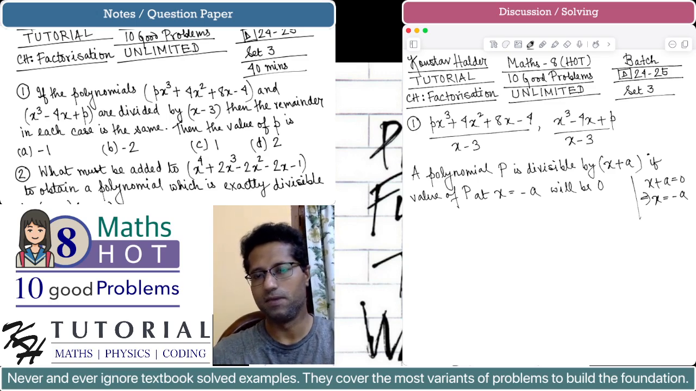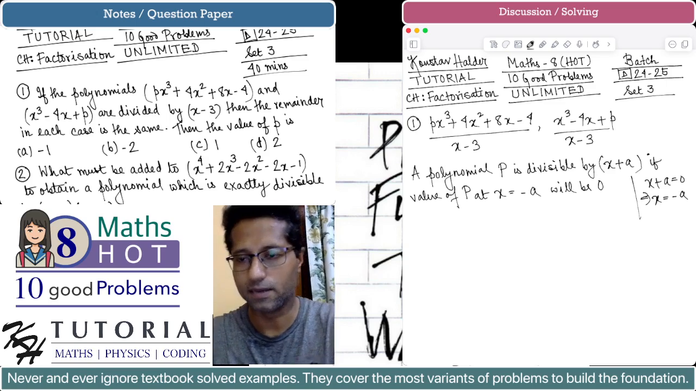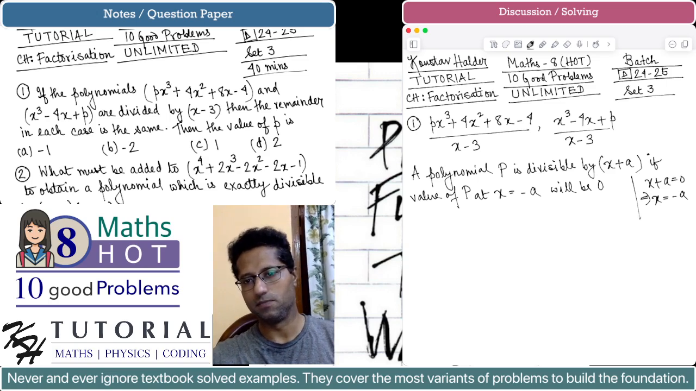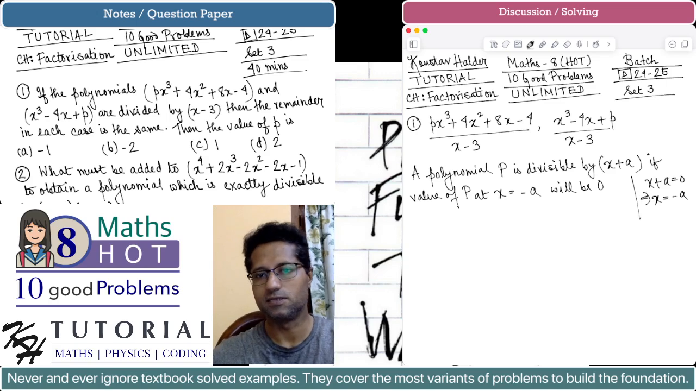So a polynomial p can be of any degree, definitely higher than that of x plus a. X plus a is a binomial of degree 1. So a polynomial p will be divisible by x plus a if the value of the polynomial at x equals minus a is zero. Now how does minus a come? Because if you solve the divisor x plus a equals 0, whatever value you get for x, if at that value the polynomial becomes 0, then we can say that x plus a is a factor of the polynomial p.